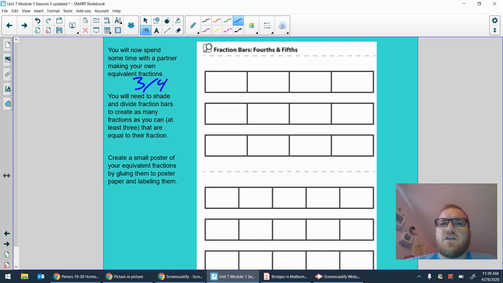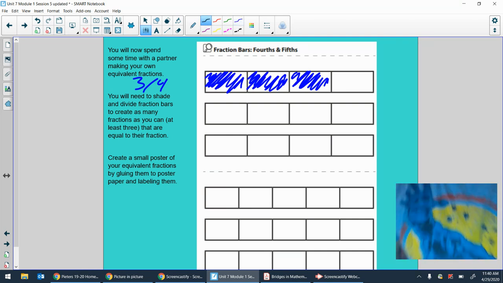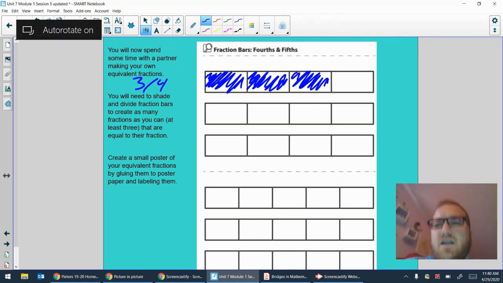And then I'm going to try to change it. So I'm going to take my 3/4, I'm going to color it in. There's 1, 2, 3. Okay. Now, like I said, this is going to get a little bit tricky because I'm going to have to write pretty small. So I'm going to flip my screen here for a second, actually.